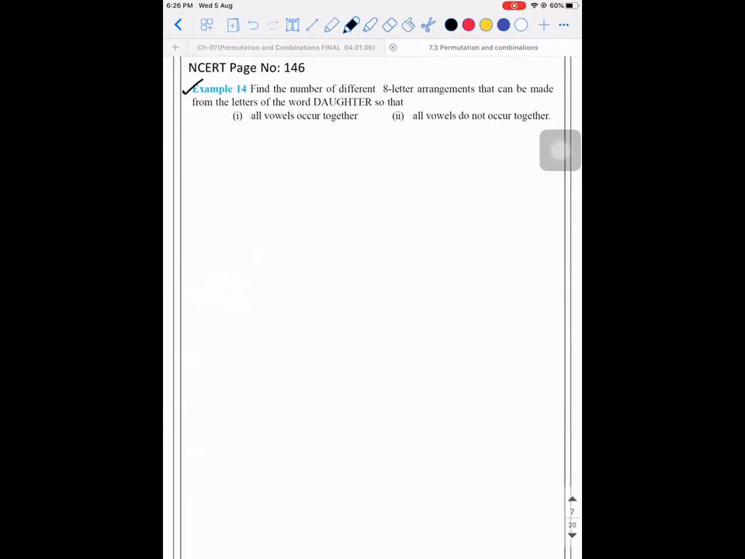Find the number of different 8-letter arrangements that can be made from the letters of the word daughter. So how many letters are there in daughter? D, A, U, G, H, T, E, R. So how many letters are provided to you? 8 letters are provided. And how many lettered word is expected from you? 8-lettered word is expected. So how many blank spaces will you have? 8 blank spaces: 1, 2, 3, 4, 5, 6, 7, 8. Okay, listen to this question very carefully.